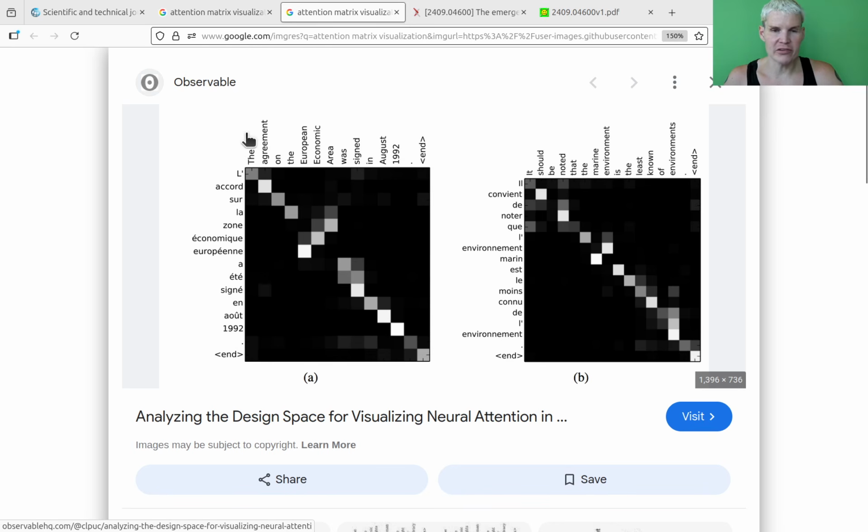And in traditional translation, you translate just word by word. And that works really well if this picture would be a diagonal. But here in this English versus French, you'll see that these three words, European Economic Area, are in French literally the other way around. And you can see that here in the matrix. And attention will pick that up because it is trained to recognize what words are related, how things are related.